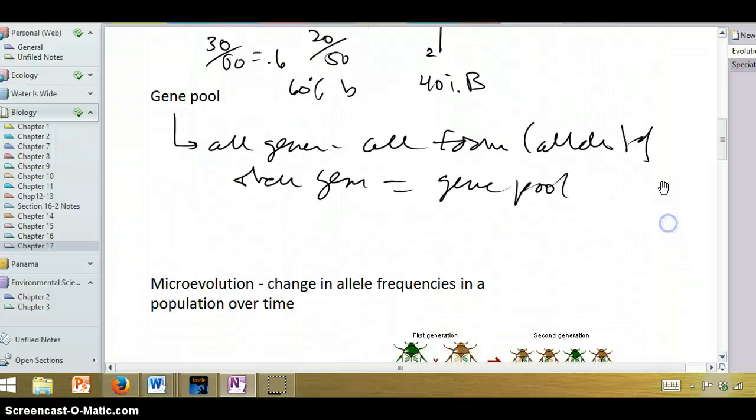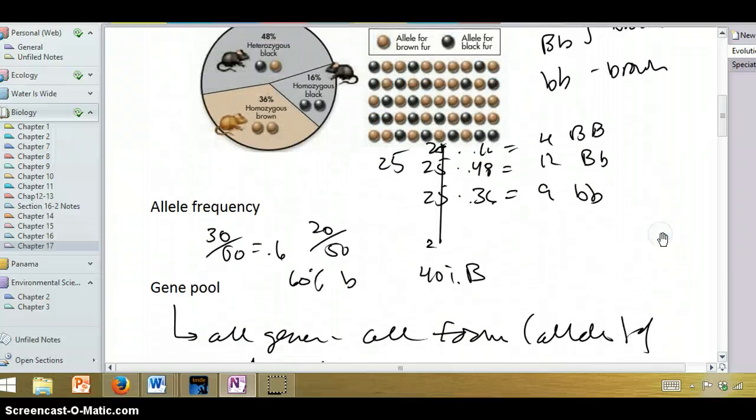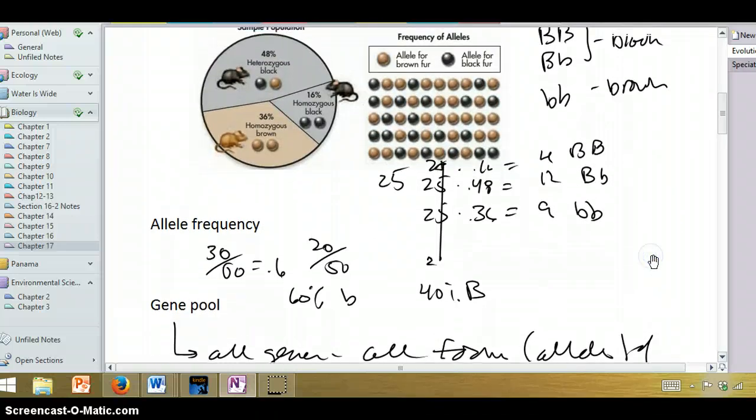Now, these allele frequencies can change through time if selection favors particular alleles over another. For example, let's say this population lives in a forest where it's relatively dark. So you can see the majority of the individuals have the dark form.